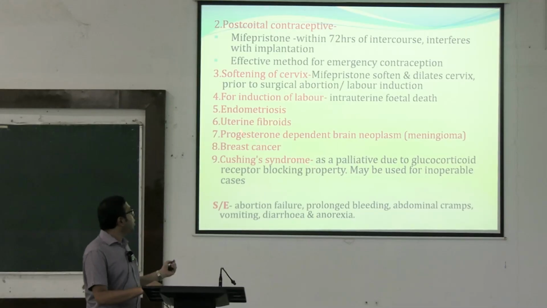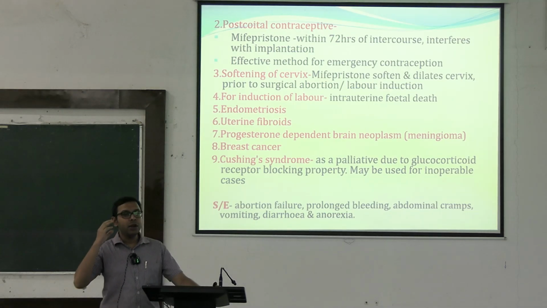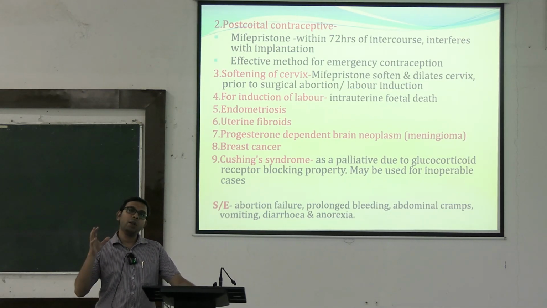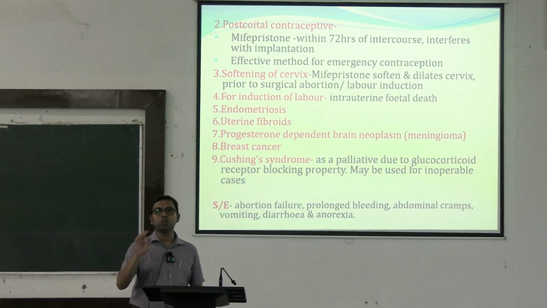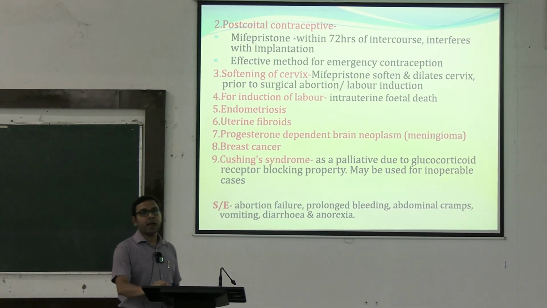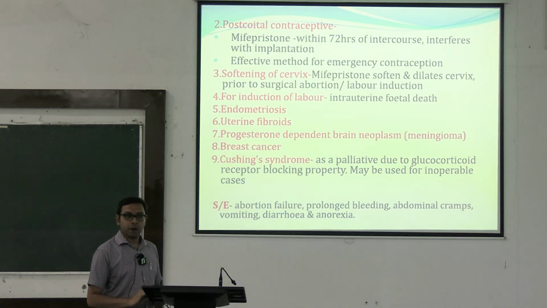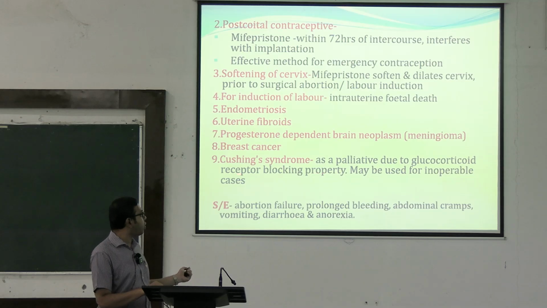Endometriosis, we can use it. Uterine fibroids, we can use it. Progesterone dependent brain neoplasm, meningioma. In case of brain cancer, we have already seen that progesterone receptors are present in the CNS. So, for progesterone receptor positive brain tumor, meningioma, we can use mifepristone. Uterine fibroids, we can use it. Progesterone dependent breast cancer. Cushing syndrome is another condition, because it is also blocking the glucocorticoid receptor. So this is palliative due to glucocorticoid receptor blocking property, and may be used for inoperable cases.